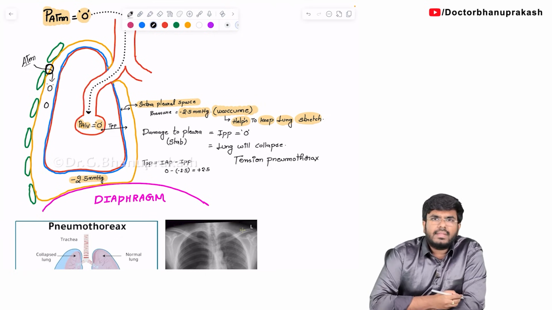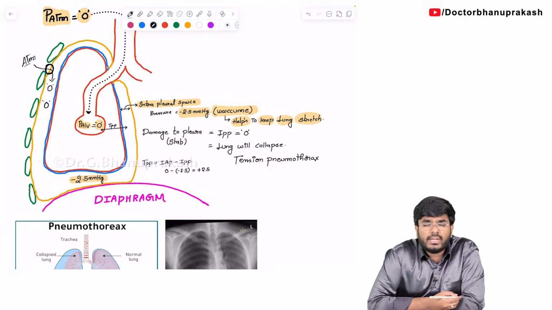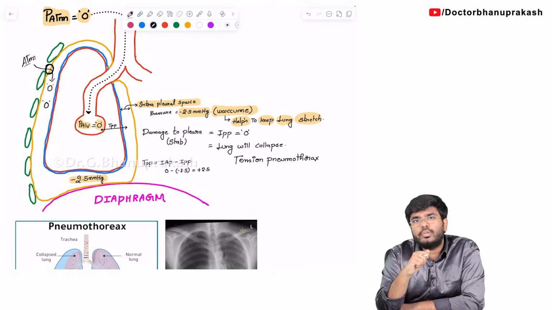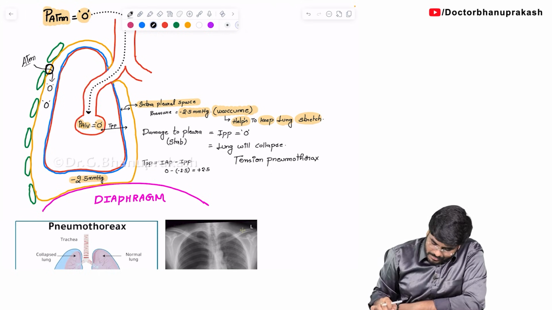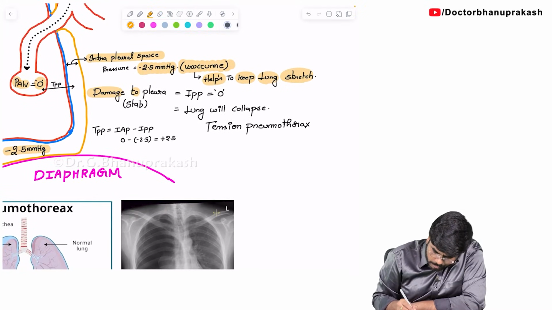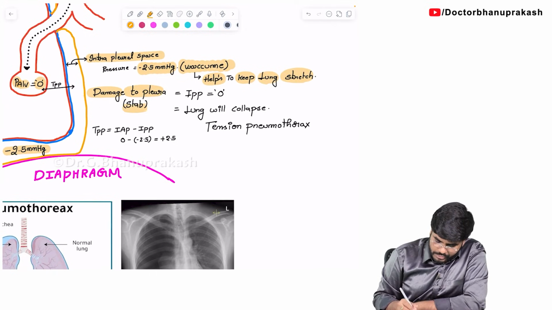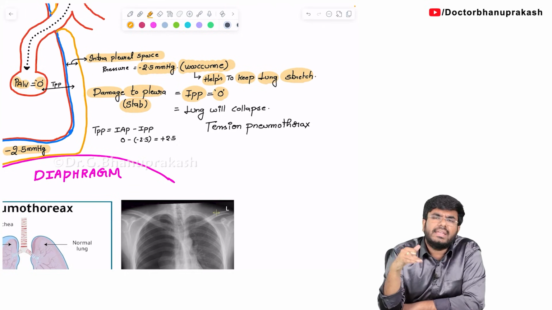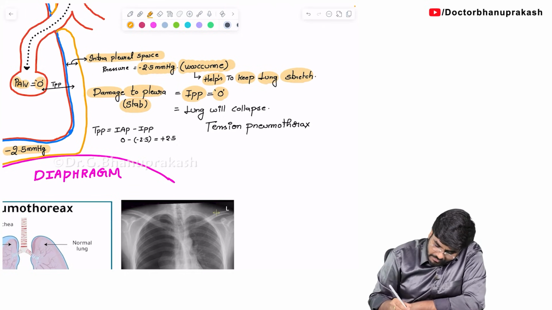Now tell me, is the negative pressure there now? No, there is no negative pressure. There is no more vacuum because air entered into the pleural space. Whenever vacuum is not there, there is no pulling force, and immediately the lung will collapse. So that is what I have written here. Whenever there is damage to the pleura, because of a stab injury or some other injury, the intrapleural pressure will become 0. Whenever that negativity, that vacuum is gone, the lungs will immediately collapse.